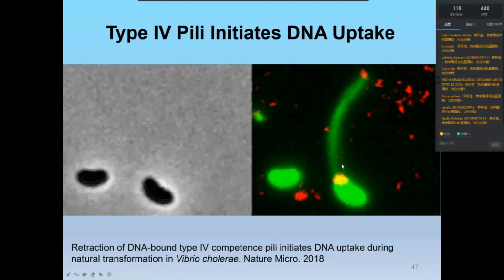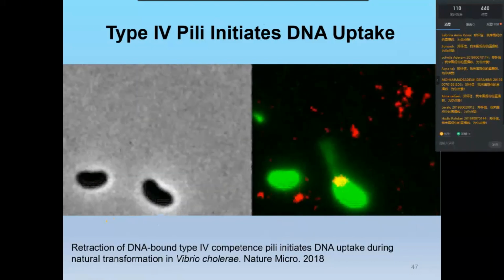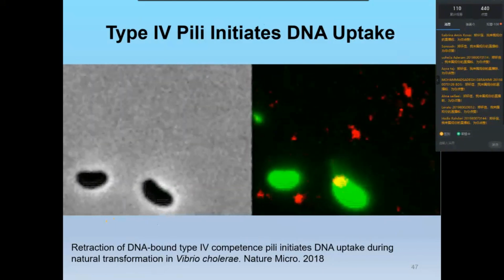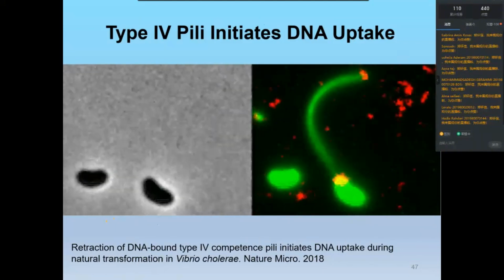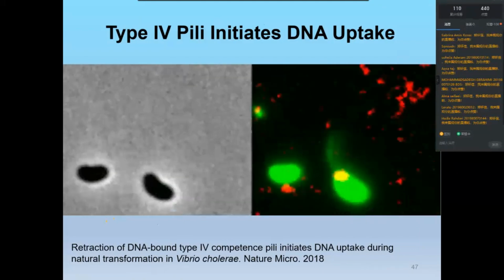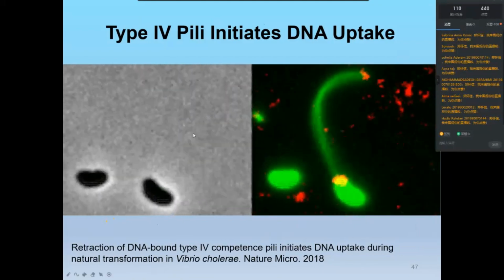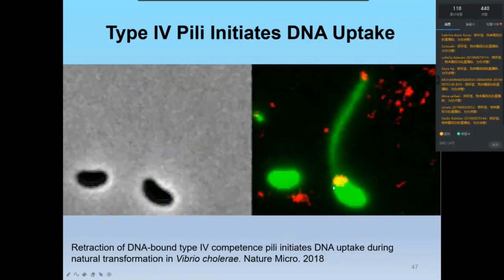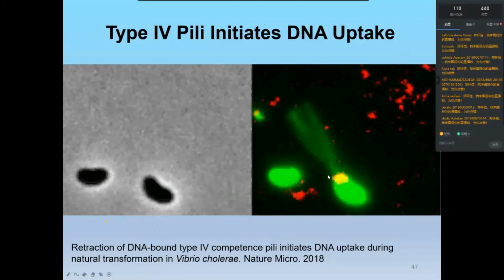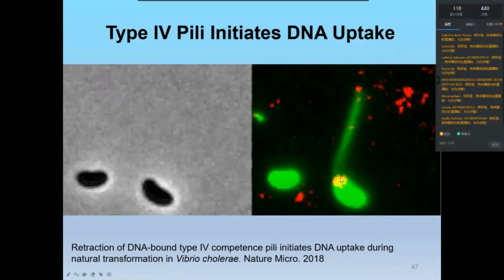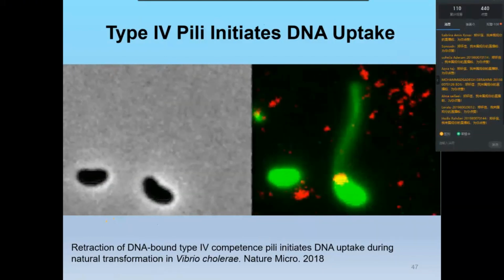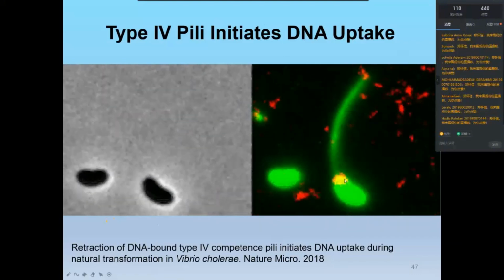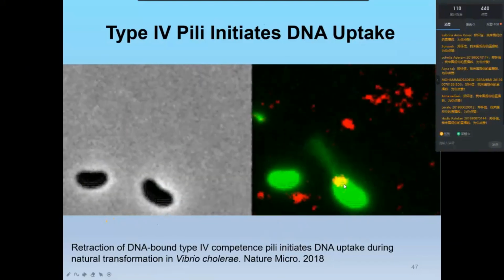So this is a very interesting procedure that the bacteria can utilize type 4 pili to initiate DNA uptake. And still, there might be other questions you want to know, because the DNA is accumulated here. Is it inside the cell, or is it in the periplasmic space? That I think is not clear yet.